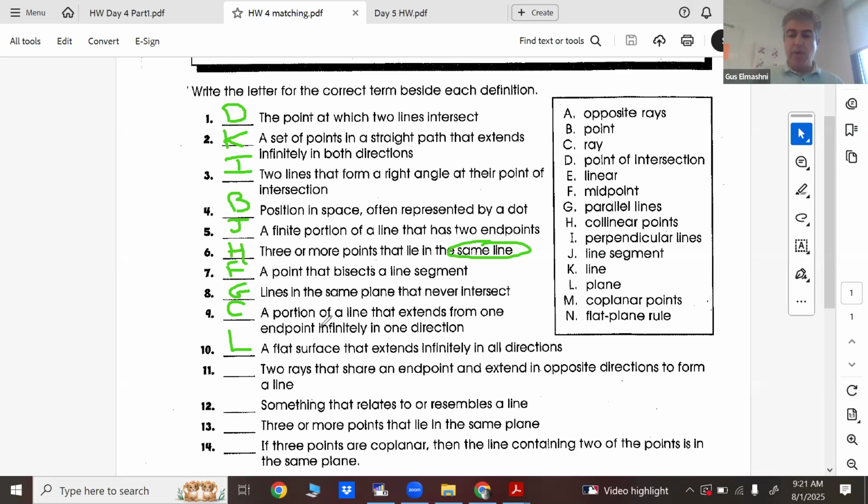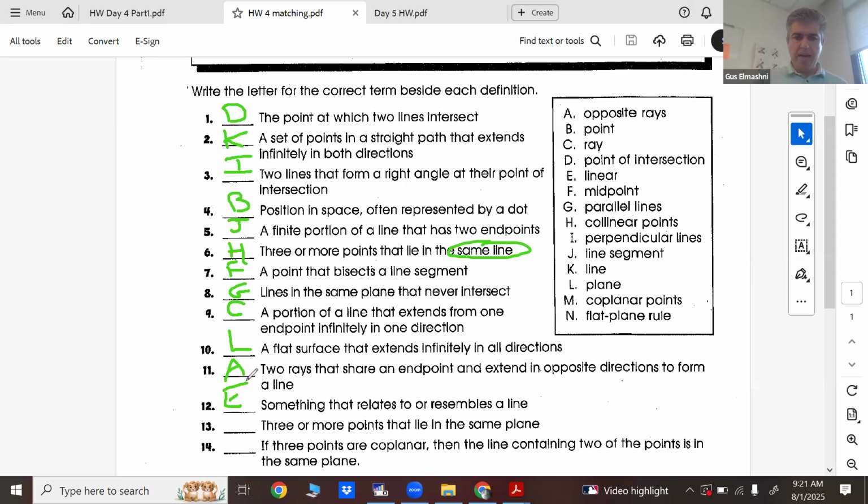Now, 11. 2 rays that share an endpoint and extend. That's an angle. So that should be... wait, where the heck is it? Am I wrong about 2 rays that share an endpoint? Oh, wait, and extend. Oh yeah, of course. Sorry, they're in opposite directions. I see. Yeah. Something that relates to or resembles a line. Yeah, linear. Okay.